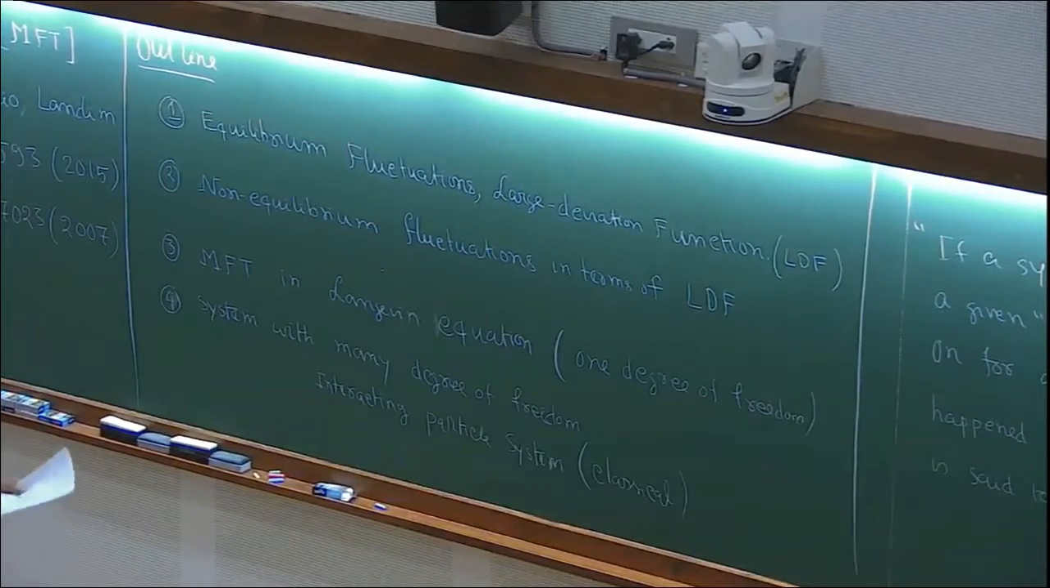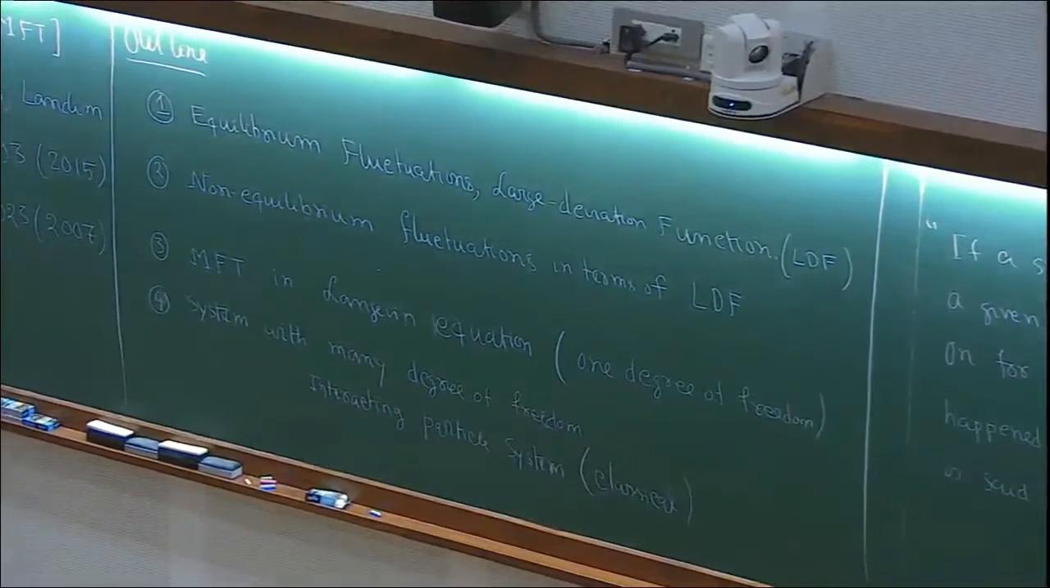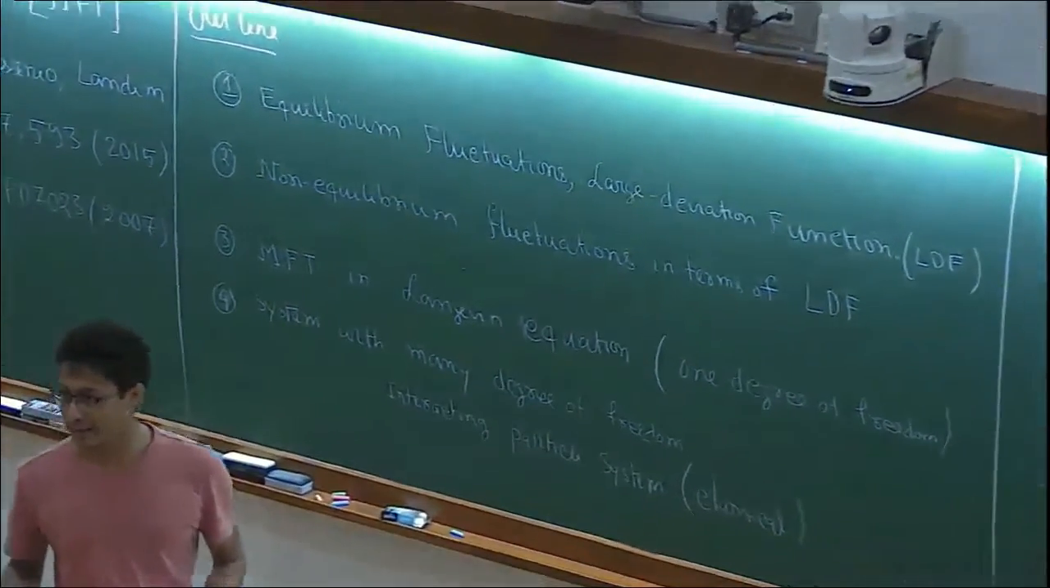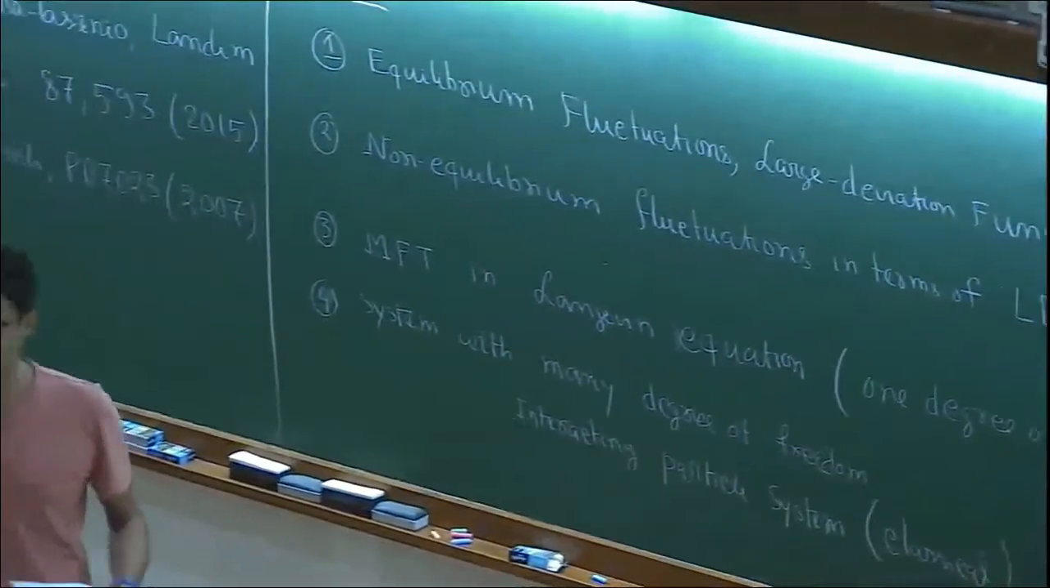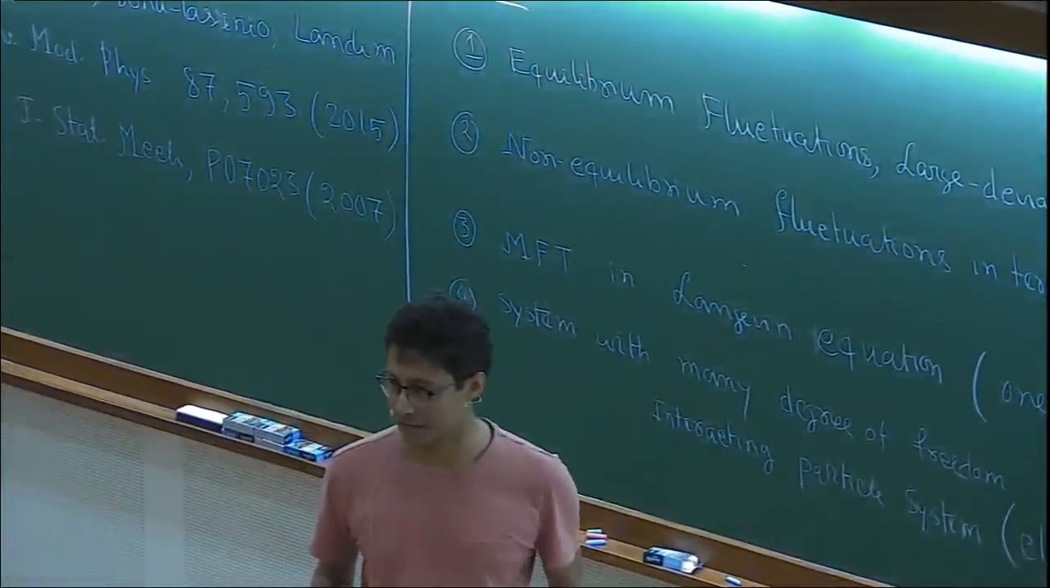But typically the problem is that calculation of this large deviation function is quite hard. That's why this particular technique which was developed is called the macroscopic fluctuation theory. It provides a systematic framework to calculate this large deviation function in a broad class of interacting particle systems outside equilibrium. The idea is to characterize non-equilibrium in terms of this large deviation function.